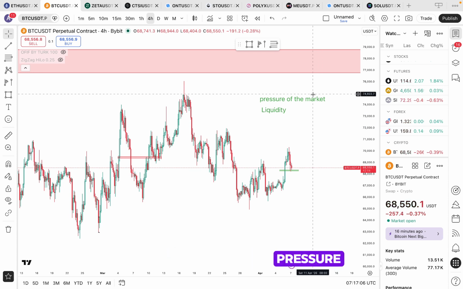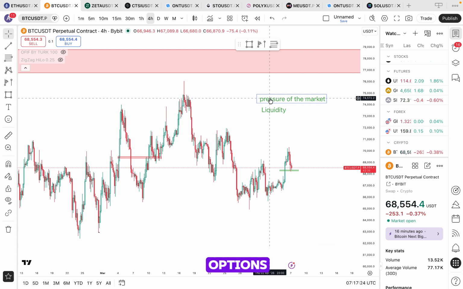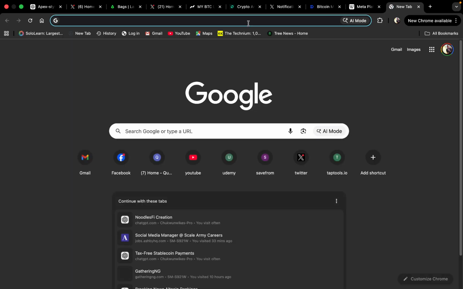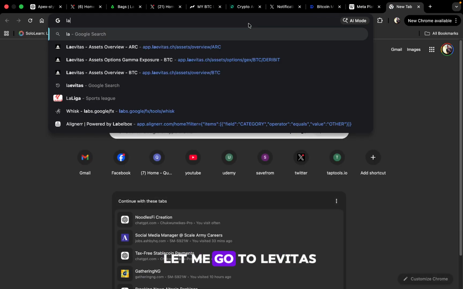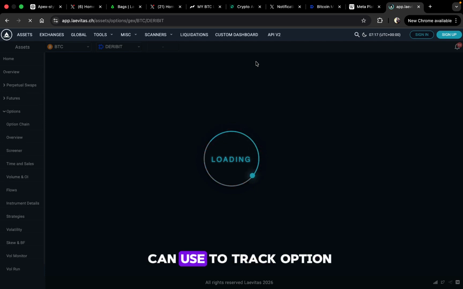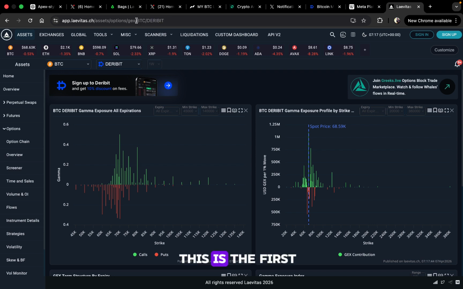Now, let's come to pressure. Pressure is knowing, if price gets to a certain level, what is going to happen there. It helps you know. And what is that pressure? This pressure is coming from the options market and market makers. Let me go to Levitas. This is where you can track options. There are two places I'm going to show you. This is the first place. If you come to this site, I'm going to put the link to this in the description.